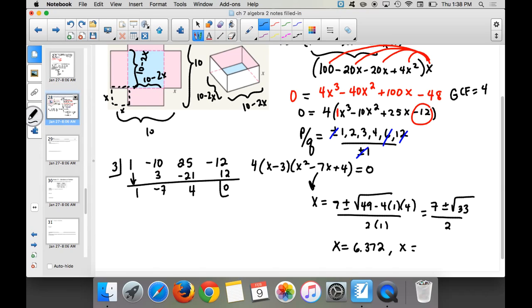Do we think that can work? Can you cut out 6.372 inches on each side? No. That's out. Too big. All right, but that doesn't mean the other one doesn't work. So 7 minus the square root of 33. Hit enter. Divided by 2. What do we get? 0.6277 something, says 0.628. That one is still a possibility.